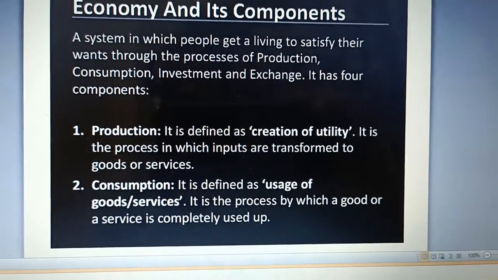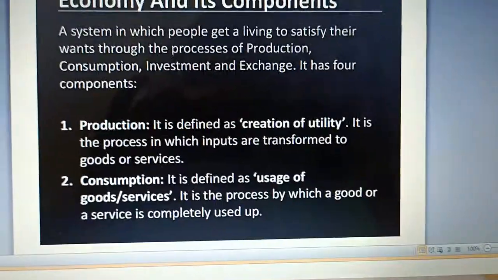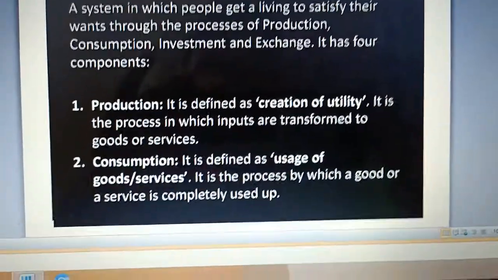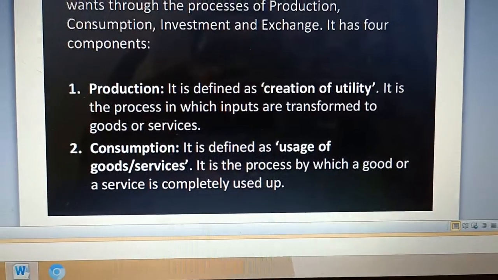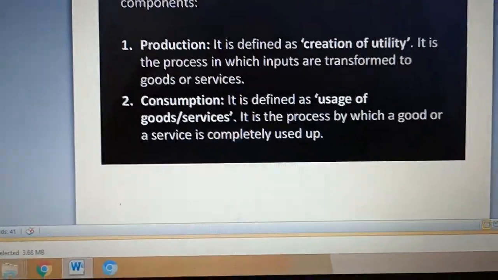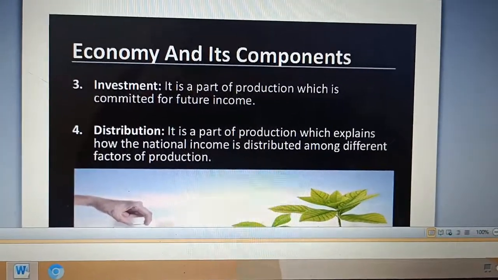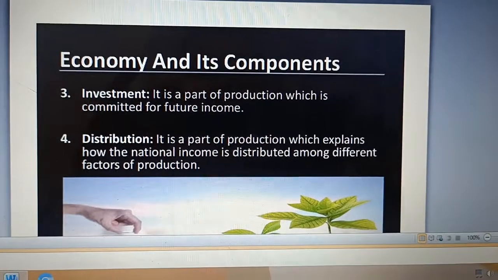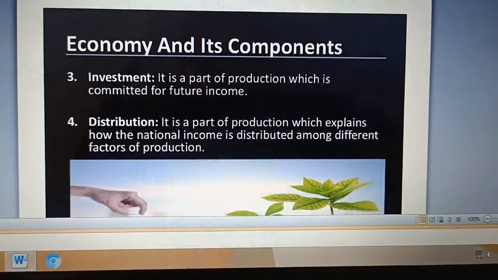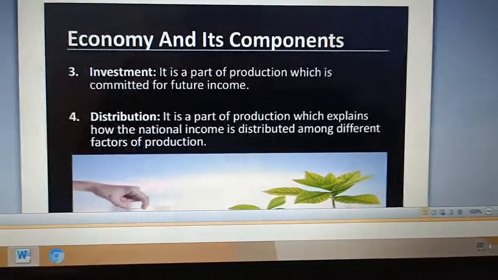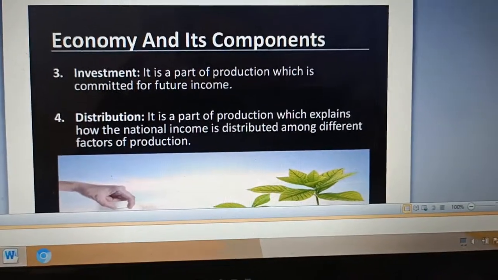Consumption means usage of utility, usage of goods and services. When we consume goods and services, that action is called consumption. It is the process by which a good or service is completely used up. Then next one is investment. Part of production which is committed for future income, means expansion, plant, building, machinery to generate money. Then distribution, what we created in production, now we distribute in the form of national income to factors of production.